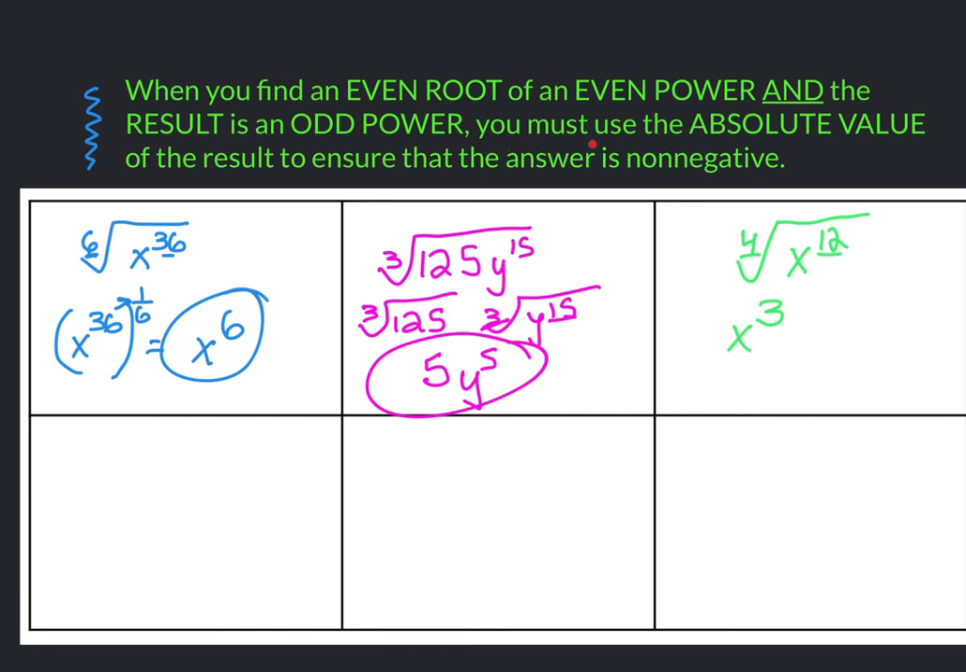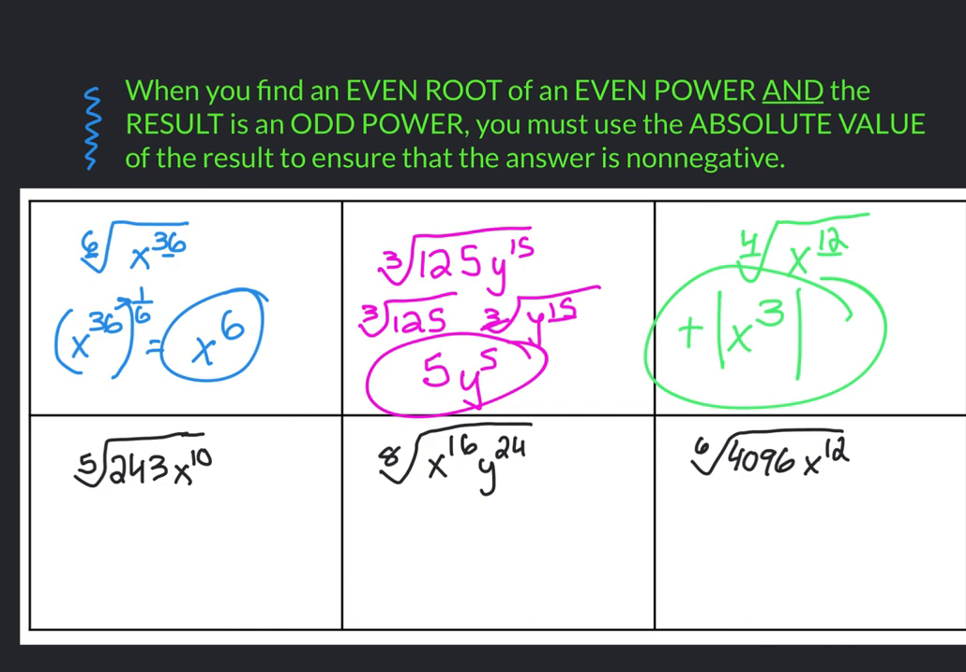Okay, it says you must use the absolute value of the result to ensure that the answer is non-negative. So absolute value of x to the power of 3 is technically the correct answer, and it has to do with that slide that we just did previously about even roots can only have positive answers.